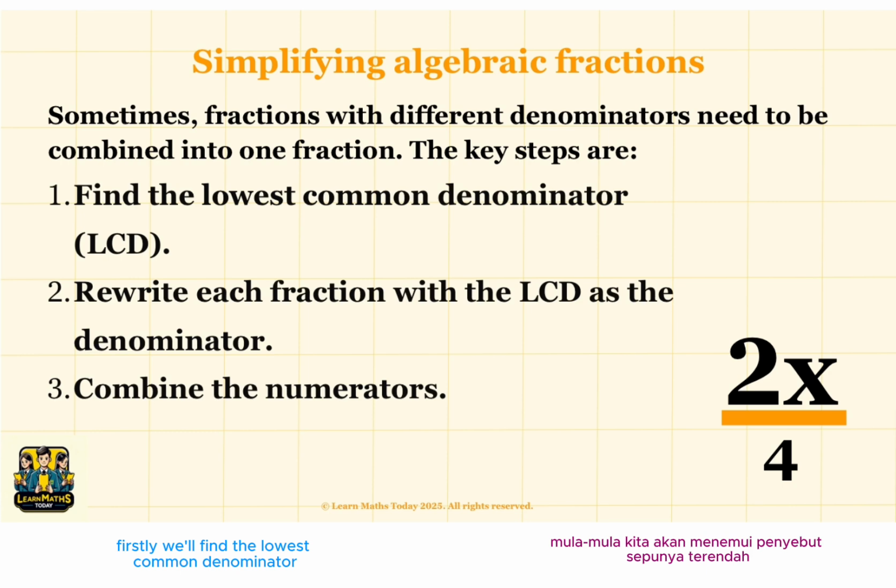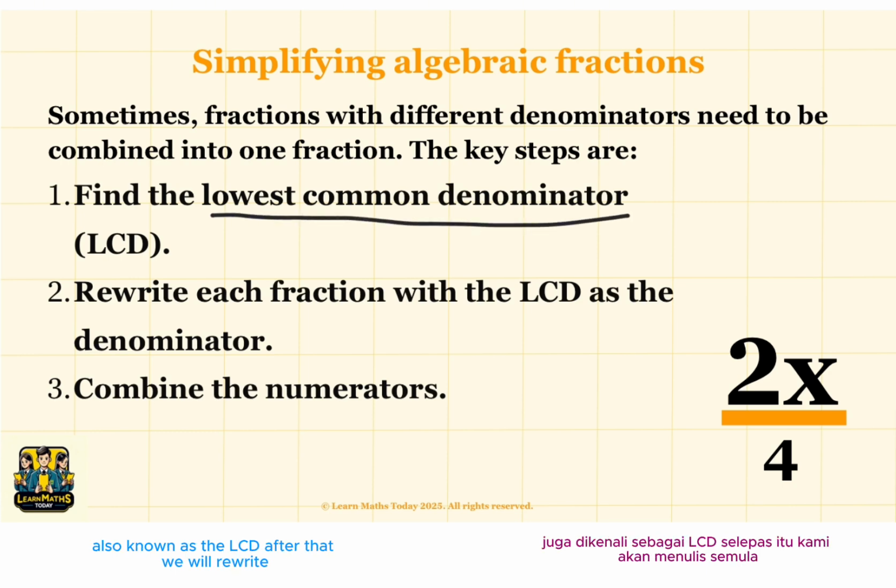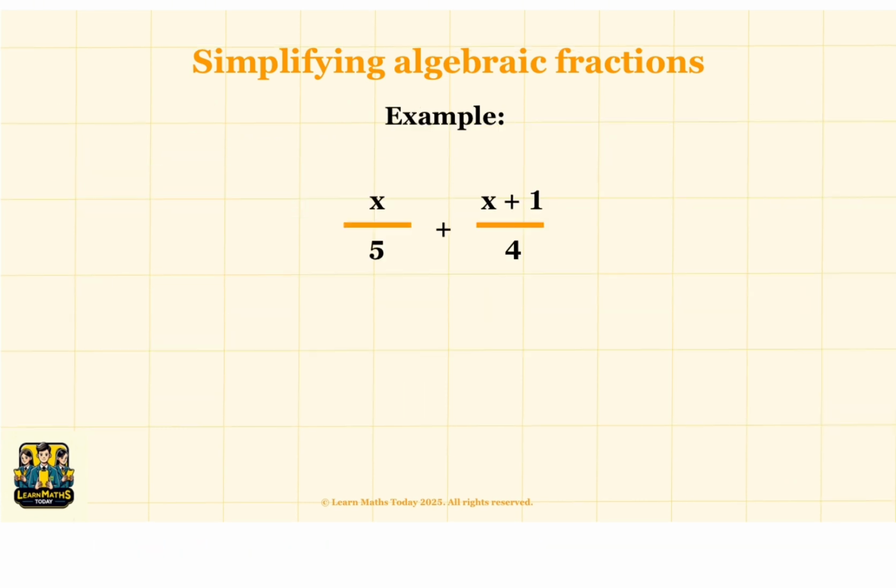Firstly, we'll find the lowest common denominator, also known as the LCD. After that, we will rewrite each fraction with the LCD as the denominator. And lastly, we will combine the numerators. Let us see some examples in the following slides.